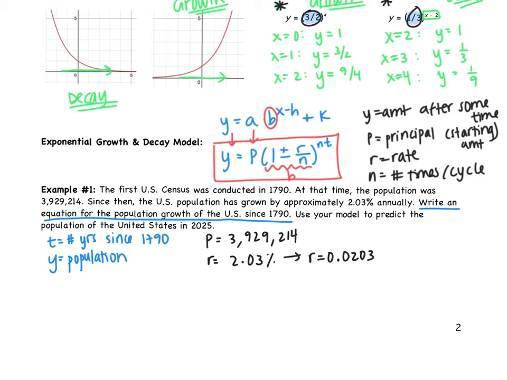And now we need N. Okay, N is a little bit trickier. What's really important here is this word annually. Annually means once a year. So in this case, N is 1. The population is growing once a year or being counted once a year.